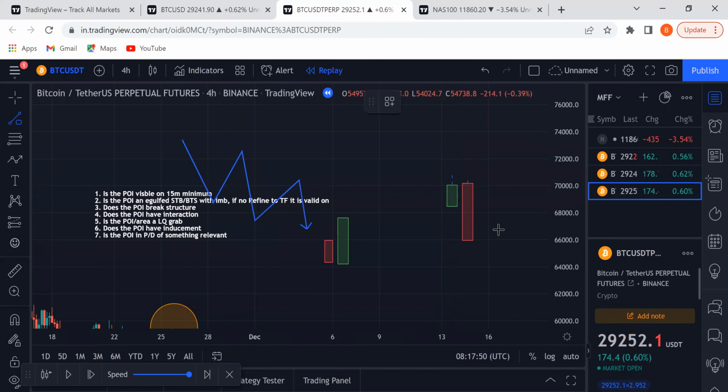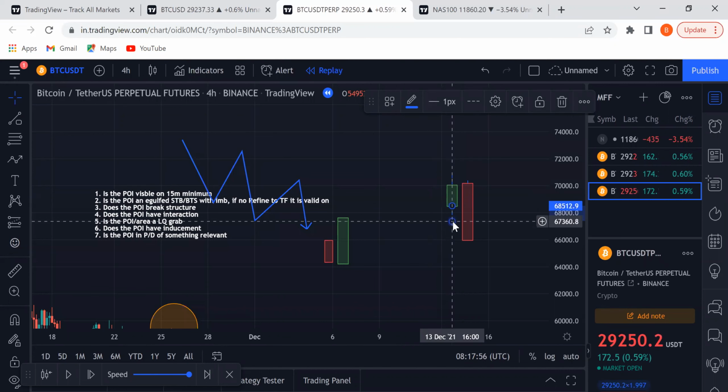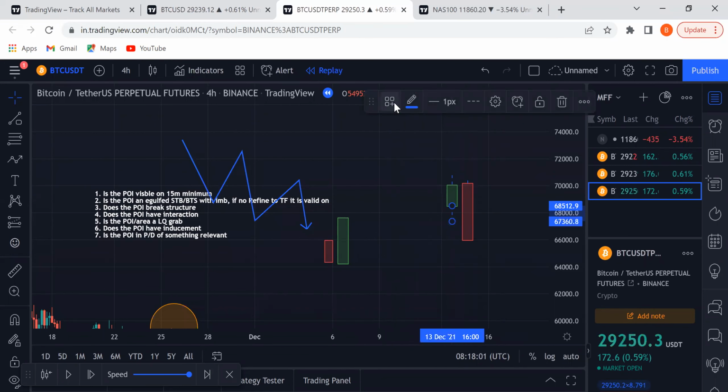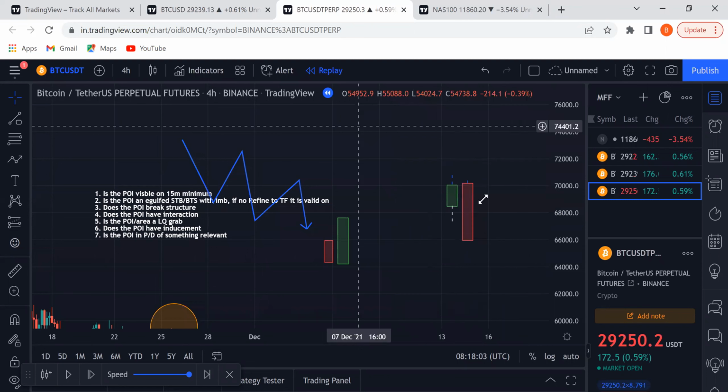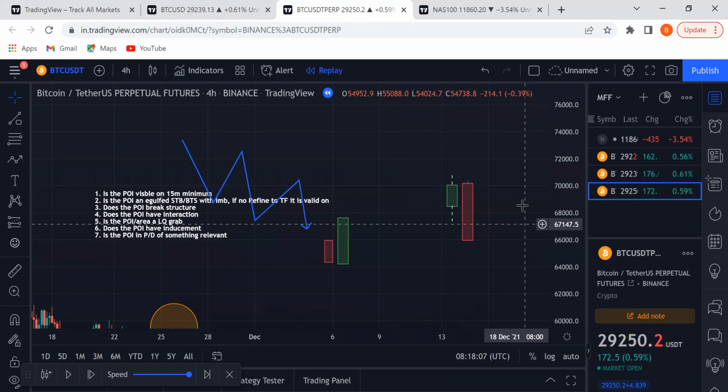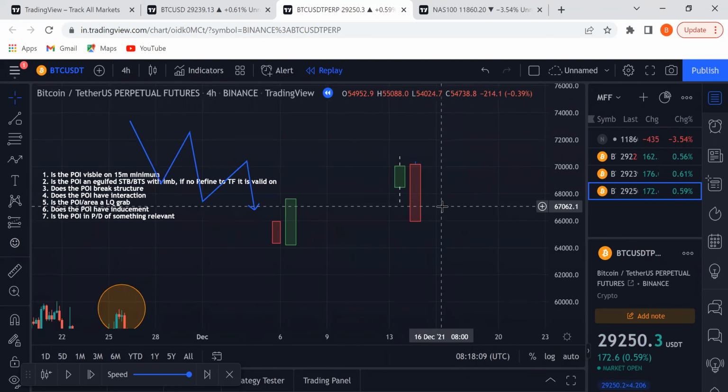Now, this is the catch. It must engulf all the wick and the body to the downside like this. This is an engulfing candle now, right? I hope this is clear.